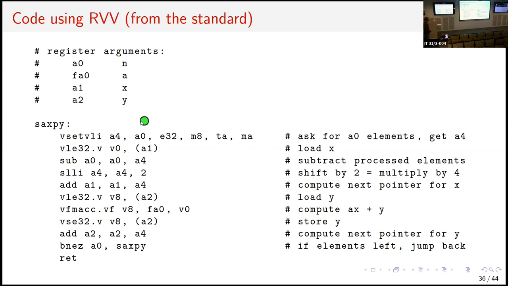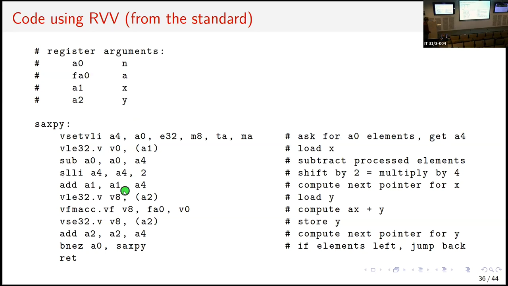Then we load from X, and this vector instruction will now implicitly use the vector length. So this will load A4 elements from the address A1. We load A4 elements of X into the vector registers V0 until V7, because we formed a group of 8 registers. Then we subtract the number of elements that we are just processing.